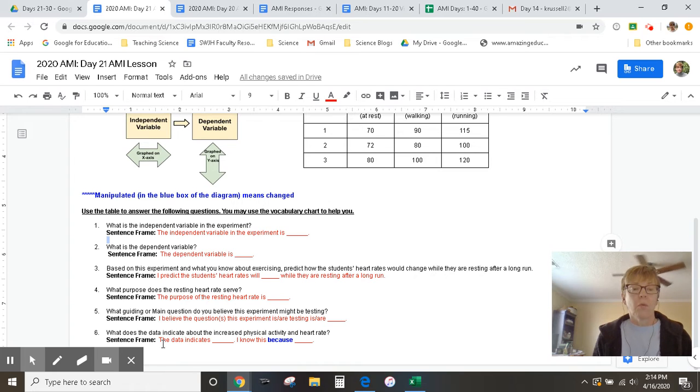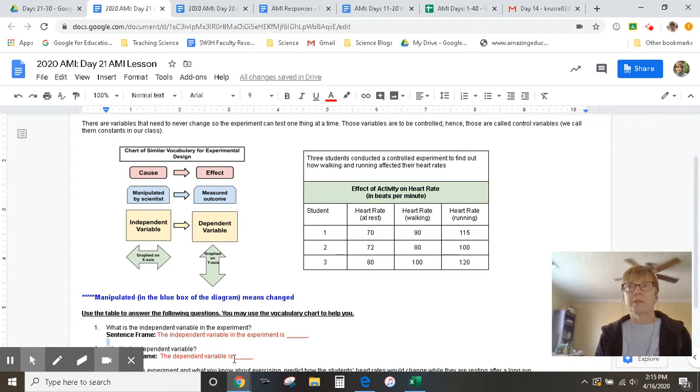Number 6, what does the data indicate about the increased physical activity and heart rate? And on this sentence frame, I bolded the word because in blue. So I want you to tell me why you think whatever it is you think. The sentence frame says the data indicates blank. I know this because. So remember, tell me what you think the data is telling you overall, and then I want you to explain to me why you think the data is saying that, or what was it about the data that led you to your belief.